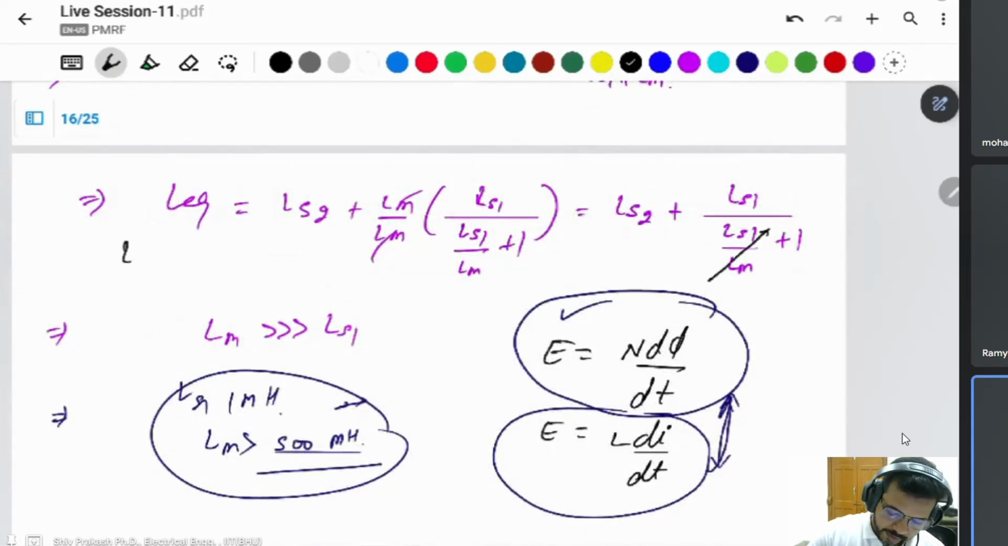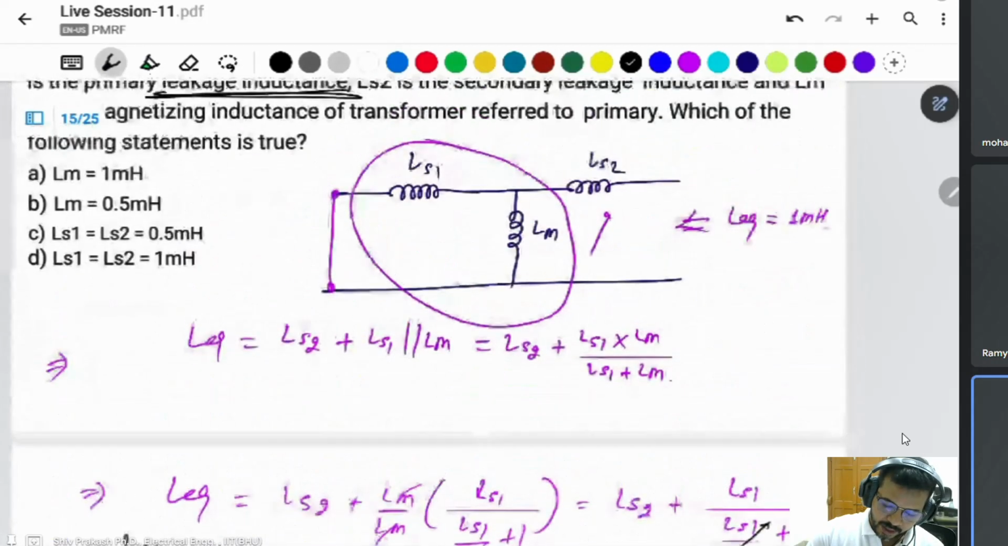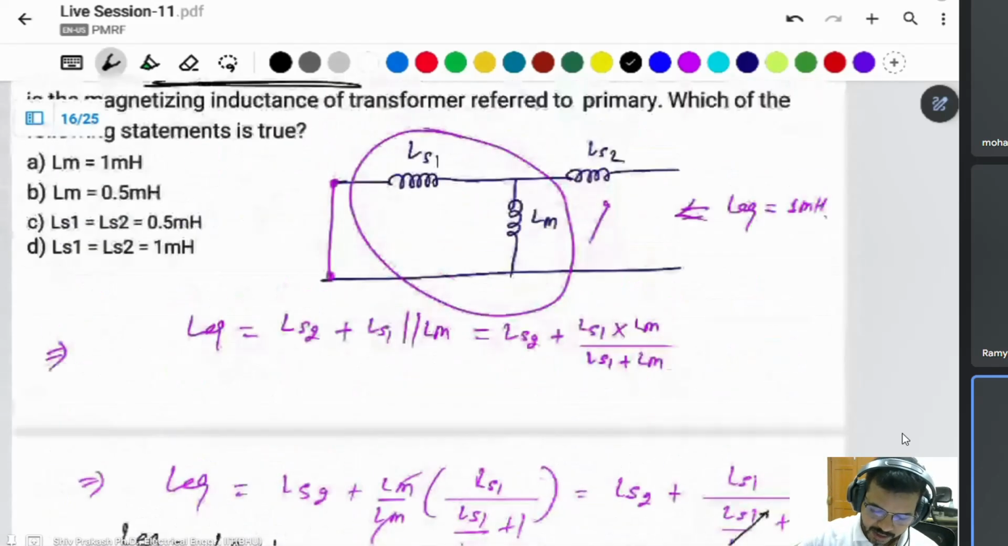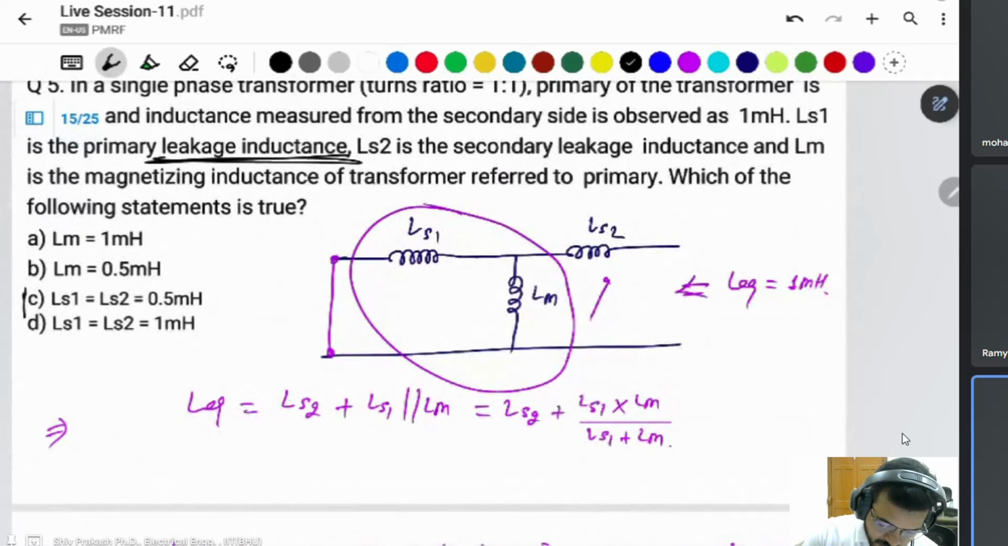Then you get the equivalent as LS2 plus LS1. The equivalent I have is given as 1 millihenry. This is the isolation transformer, which means the turn ratio is 1 to 1. Then you can say both inductances are the same. In this case, both are 0.5 and 0.5, not 1, because the equivalent inductance is given as 1 millihenry.